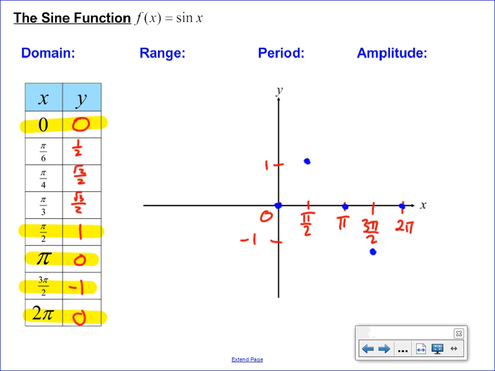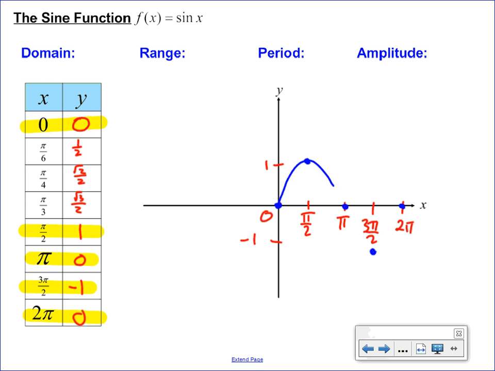But sine is not just a bunch of jagged lines. It's curved. The curve is sinusoidal. Repeat after me, sinusoidal. It sounds like you have something in your sinuses, right? No, sinusoidal.